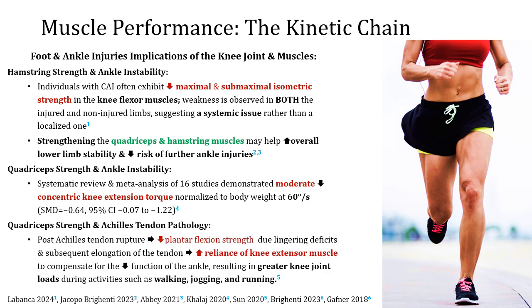And then for quadriceps strength and Achilles tendon pathology: post-Achilles tendon rupture, there's a decrease in ankle flexor strength due to lingering deficits, and subsequent elongation of the tendon leads to an increased reliance on knee extensor muscles to compensate for the decreased function of the ankle, resulting in greater knee joint loads during activities such as walking, jogging, running, and cutting. And Taylor will talk about, in future sections of this presentation, the relationship between the kinetic chain and the foot and the ankle.